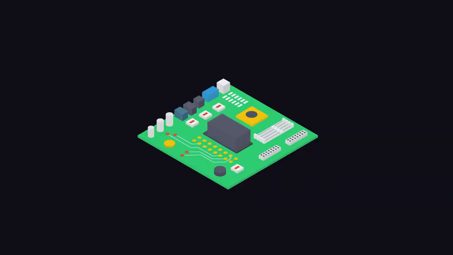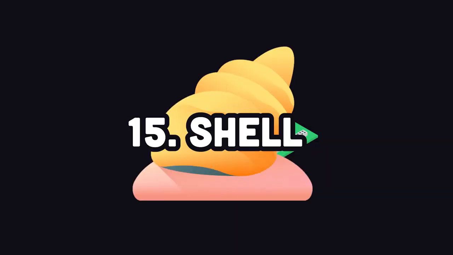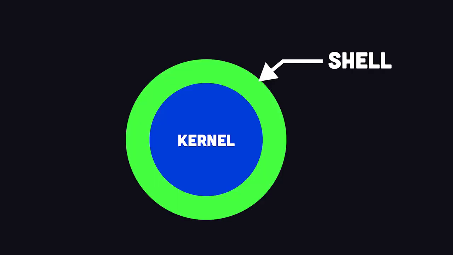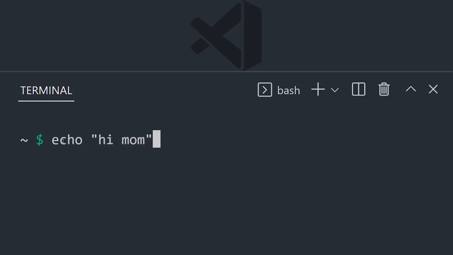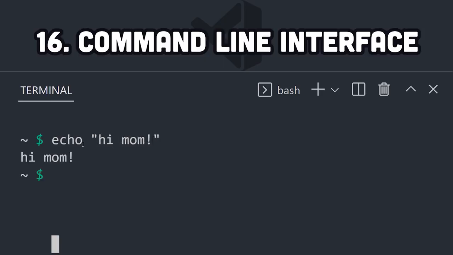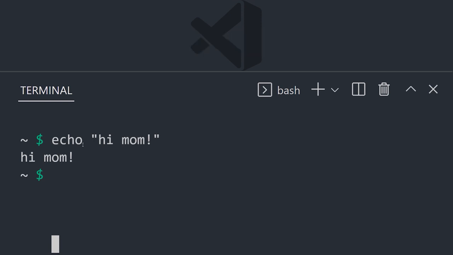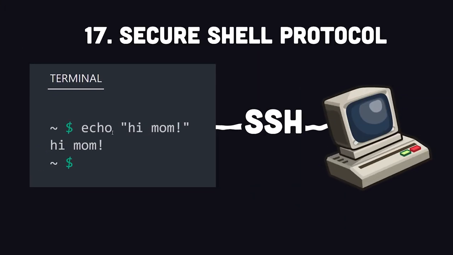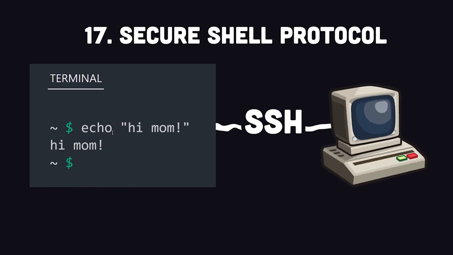Now, to start hacking on the operating system, your first entry point is the shell, which is a program that exposes the operating system to the end user. It's called a shell because it wraps the kernel. It takes a line of text as input and produces an output. This is called a command line interface. Not only can it connect to your own computer, but with the secure shell protocol, it can also connect to remote computers over a network.